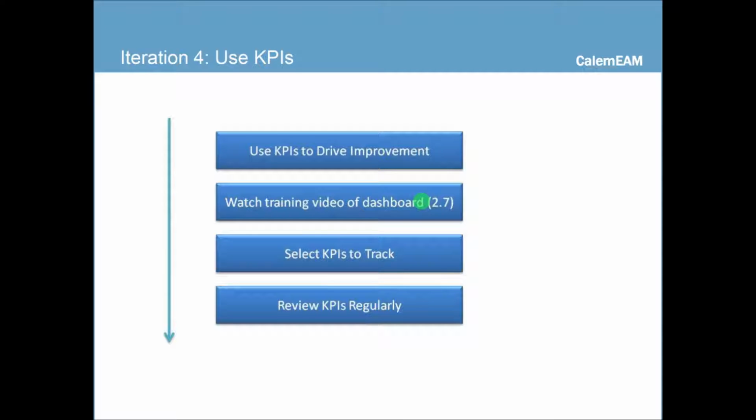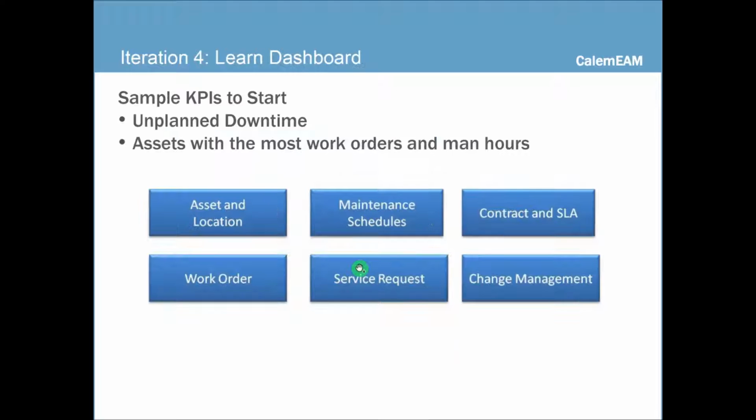The next iteration is the KPIs. You want to use KPIs to drive improvement. You can start with watching training videos of dashboard to learn about the KPIs. You can then select KPIs to track and review the KPIs regularly. You probably want to start with a couple of KPIs like unplanned downtime for equipment, or you can start with reviewing assets with the most of your maintenance resources, like the assets incurring the most work orders and the most labor hours.